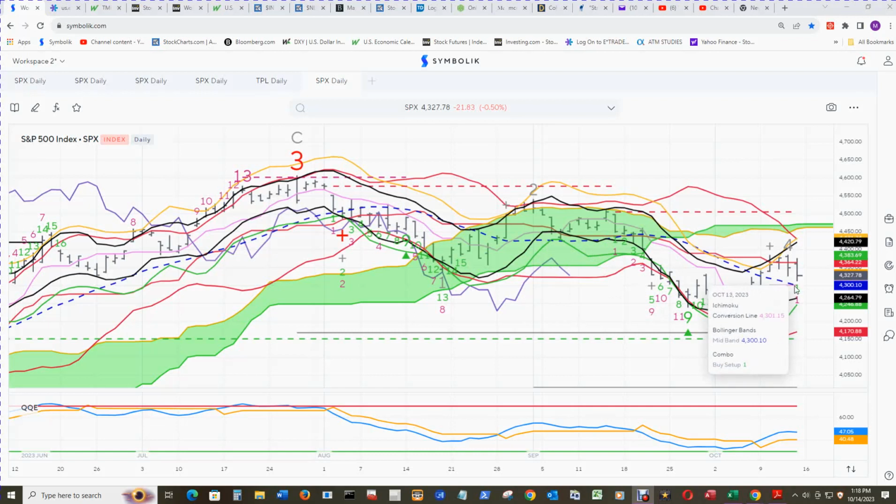And that Bollinger Band mid-band here is at 4300.10, and that's right on top of the conversion line for current price. So if price can break through those two levels in a decisive manner to the downside, it's a given for sure that we're headed back to this area down here.